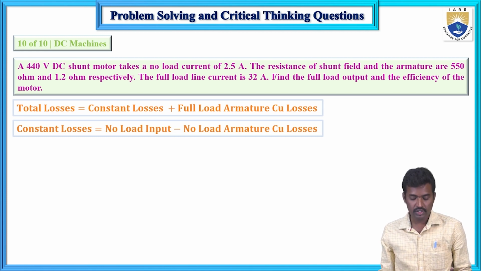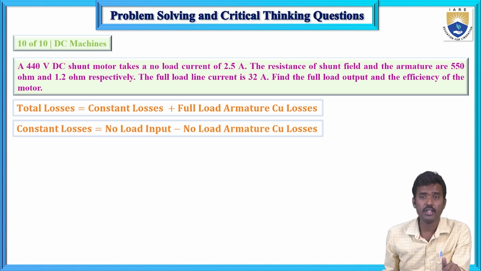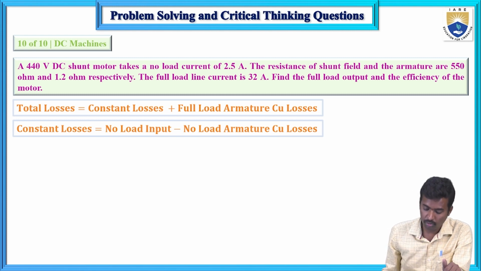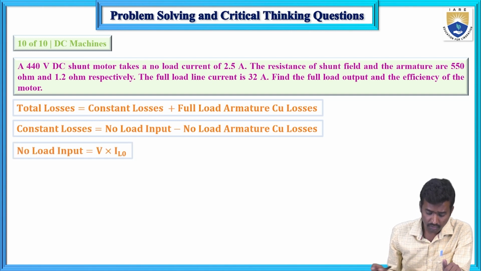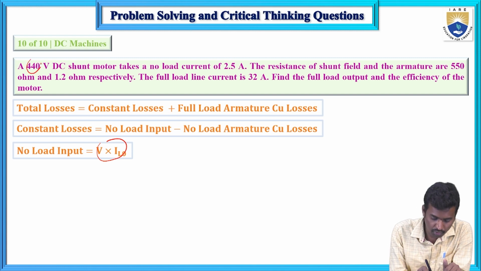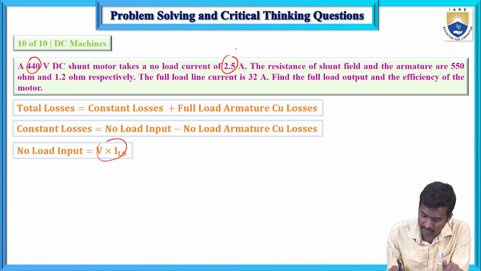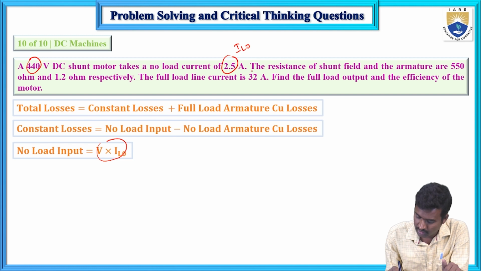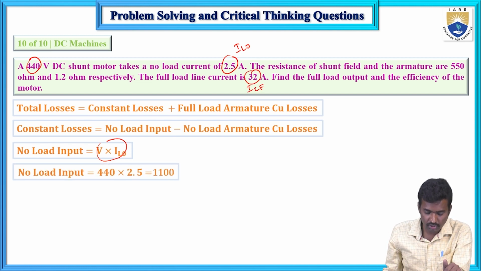Here the constant losses formula is no load input minus no load armature copper losses. What about no load input? No load input means V into IL. So what about V? V is 440 volts, and this is the IL0, this is the ILF, full load current. Now this equals 440 into 2.5, that equals 1100 watts.